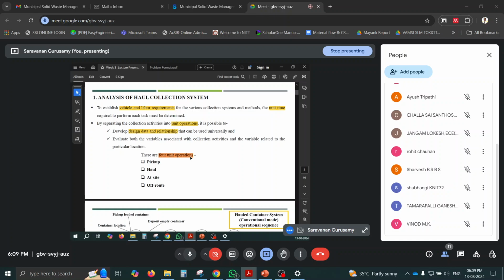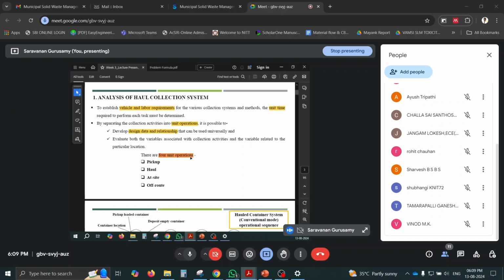As we mentioned, the container itself will be taken in the vehicle, and then it will be taken to the disposal site. It will be emptied and transported back to the original location. We will keep the container back. So this is called a haul container system. The container itself will be hauled.